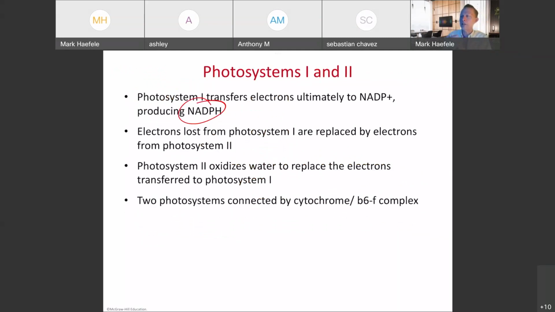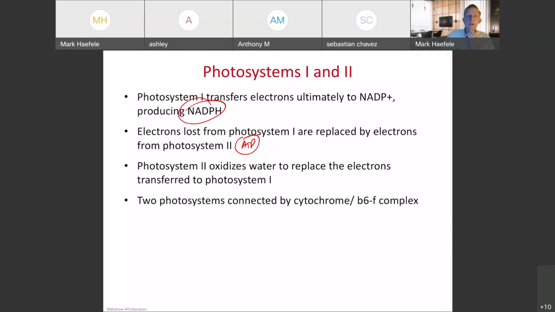Remember, the light reactions are taking water and sunlight, and it's basically turning that into ATP, NADPH, and oxygen. That's its byproduct. So this is one. So photosystem 1 is responsible for creating NADPH. And photosystem 2, basically what you have is the complex that will make ATP. So this is what it's tasked to do, is photosystem 2 makes ATP.